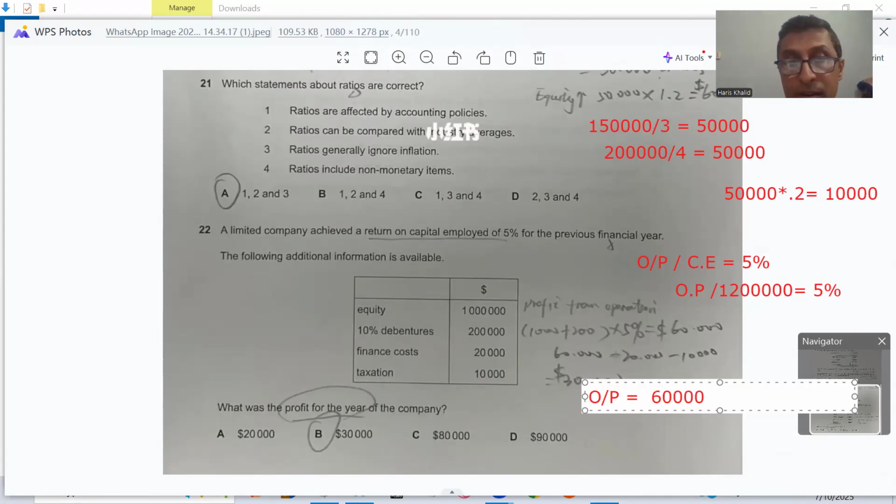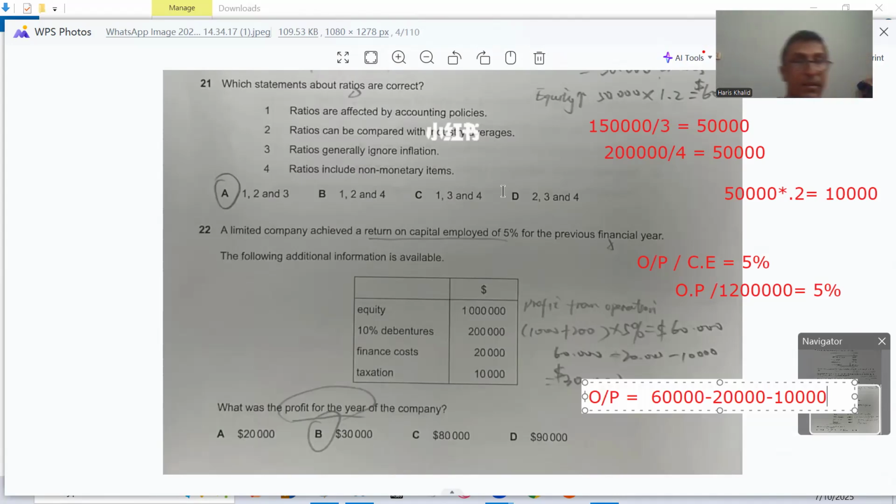This is operating profit. Now I need profit for the year. I don't need operating profit. Return on capital employed ratio includes operating profit from operation. So 60,000, we have to subtract the finance cost, 20,000, and we have to subtract the taxation also, 10,000, to get the profit, which is 30,000. So profit for the year is going to be 30,000 for this particular question. So 30,000 is going to be the answer.